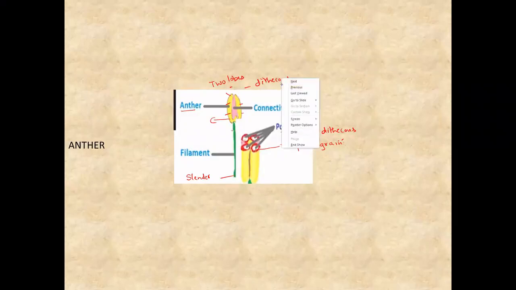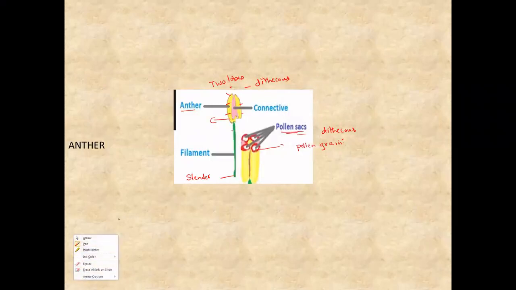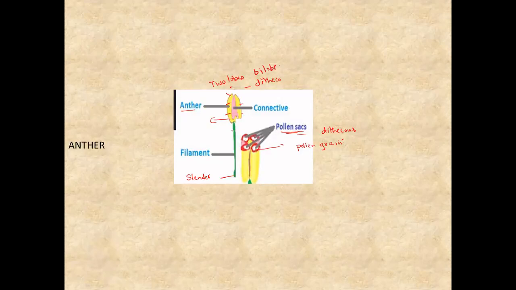That is why you call it dithecous, two lobes, dithecous. And what is the other name? Bilobed. You call it a dithecous, bilobed anther. And what is present inside this? What do they contain? Being the male reproductive part, we also call this androecium.